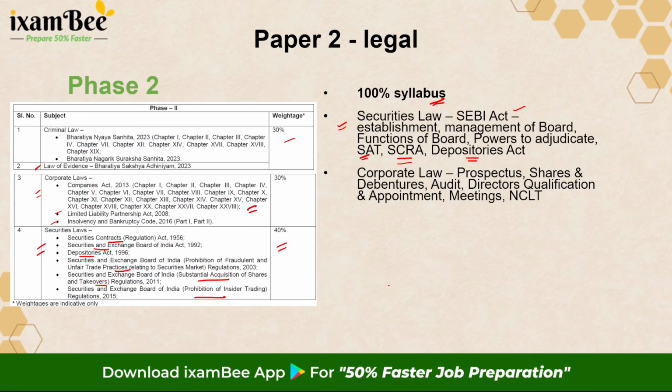The smaller acts like LLP and IBC have also gained importance, and we have seen a good number of questions getting asked from these topics also. And the last priority can be criminal laws.